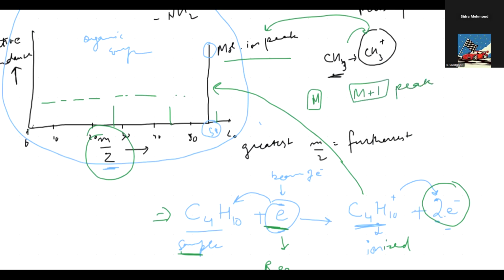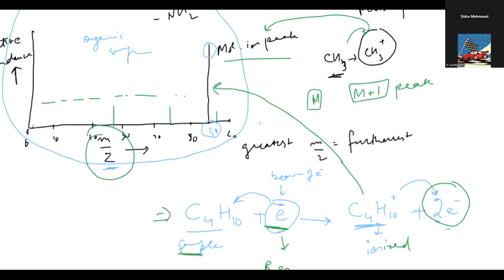So what's actually M and M plus one? M is whichever molecule we have in the sample. When it gets ionized, that peak is the molecular ion peak. And this M plus 1 is related to the fact that the molecule may have isotopes.